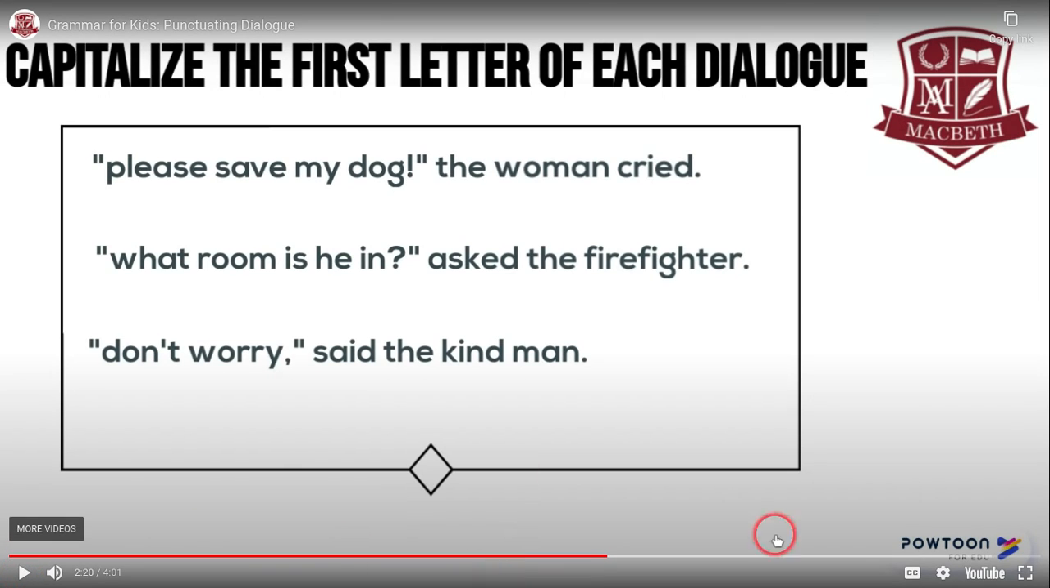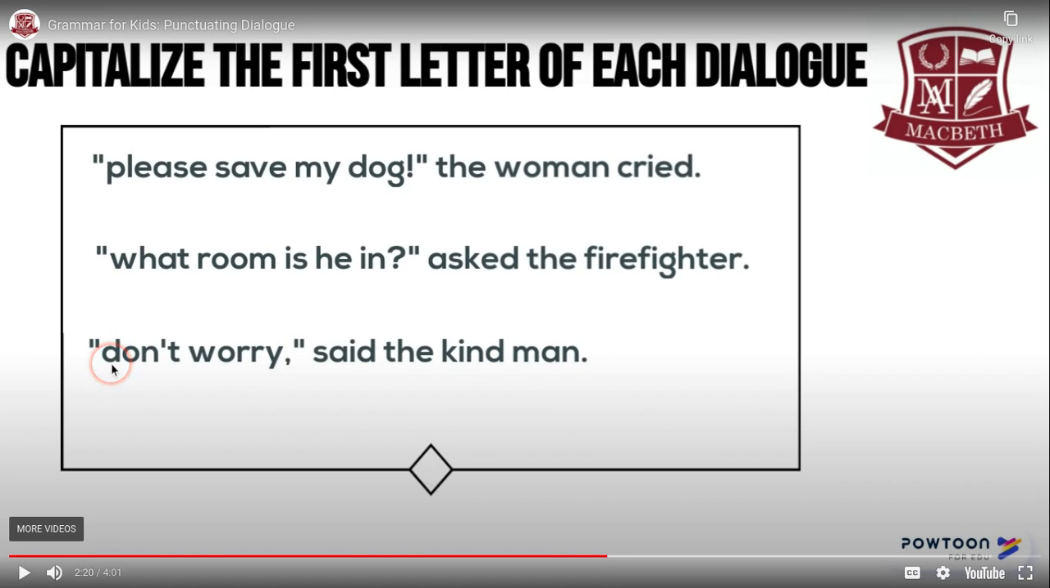Okay, so self-explanatory. Guys, when you have a dialogue that you're adding to a story, you'll notice that all authors make sure that the first word inside the quotation marks is capitalized. So in this first example, we would need to capitalize the P in please because it's the first word inside the quotation marks. Here, we would need to capitalize the W because it's the first word in quotation marks. And same thing here with the don't in don't worry.